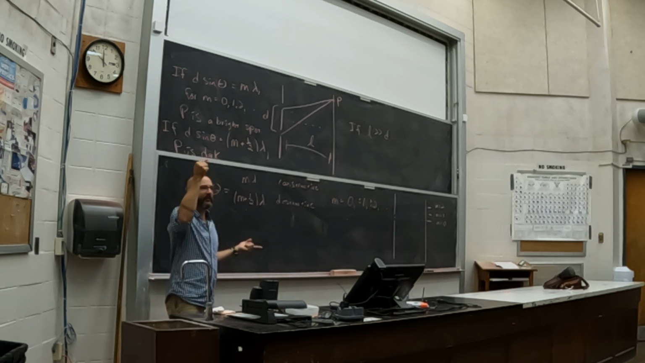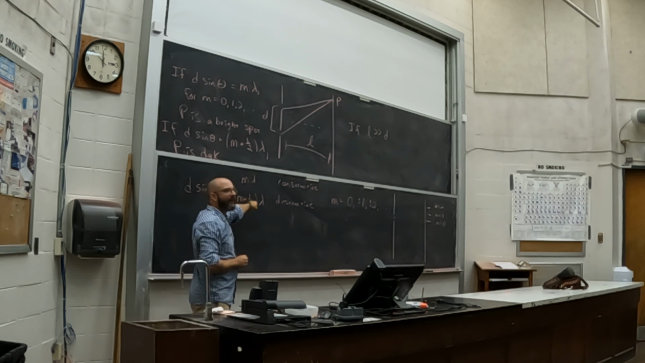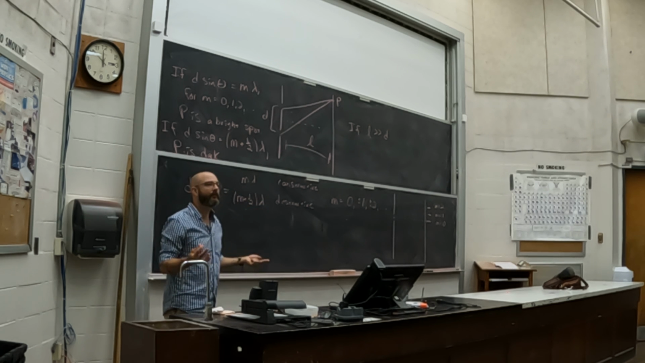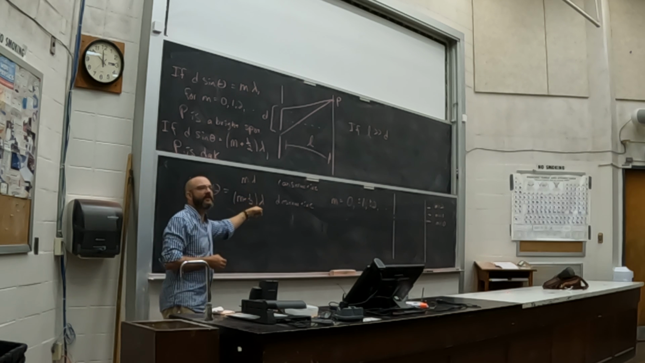So that's all the constructive interferences. Let's look at the destructive. Well, my first m is 0. I get 0 plus 1/2 times lambda, that's lambda over 2, right? That means d sine theta is equal to lambda over 2.